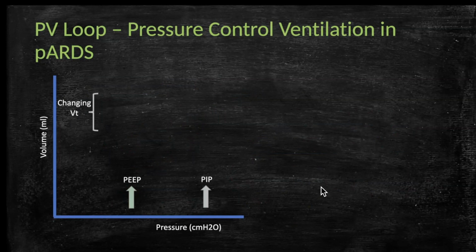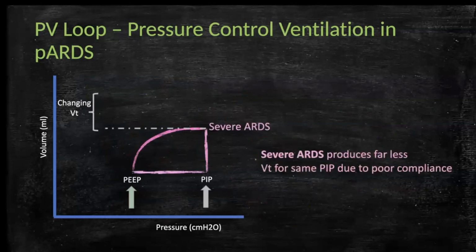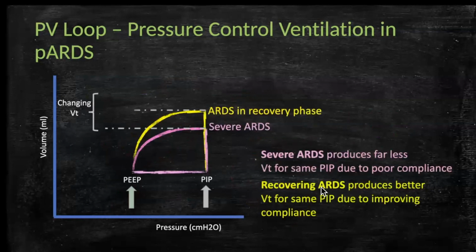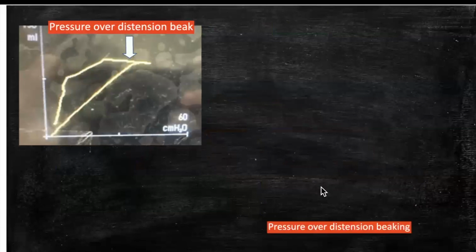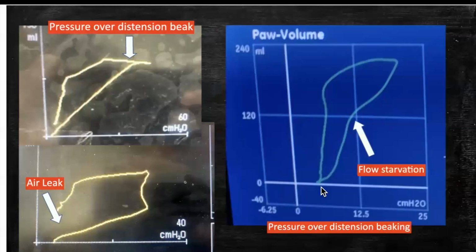So you just need to see only the volume achievement. If there is poor compliance, you will have a small volume, and as the compliance is improving in pressure control mode in the PV loop, you will only see the improvement in the volume achieved. This is the pressure overdistension beak as we know in the pressure volume loop, and this is the air leak we see, and this is the flow starvation. So these are the things.